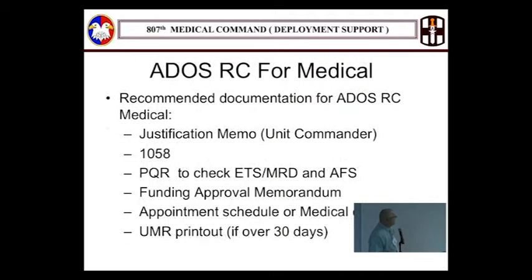Next slide. This is going to give us a breakdown of what we need to send up to USARC. My advice is that when you first ask for that first 30 days or time in there, that you start this justification memo, the RFO, the PQR so we can pull the ETS, MRD dates, funding, we'll take care of that. Appointment schedule for the medical appointments, what they require, and then a UMR printout, especially if we're going to request beyond a 30-day period. Next slide.